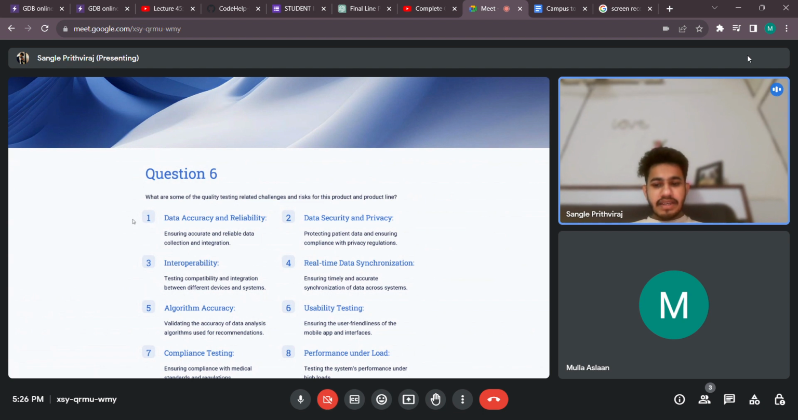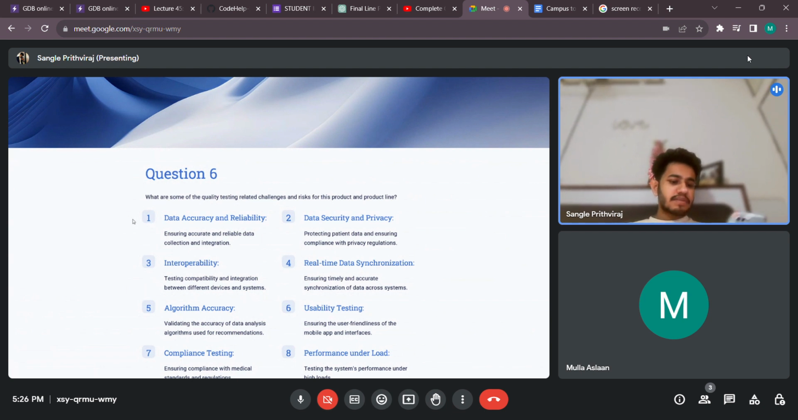Fourth, real-time data synchronization. Picture a patient's vital signs monitor. It needs to provide real-time data. Our system must ensure timely and accurate synchronization of data across devices, platforms, and healthcare professionals. The speed at which data is shared can be a matter of life and death.